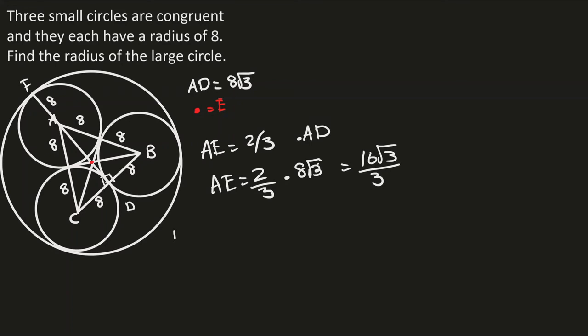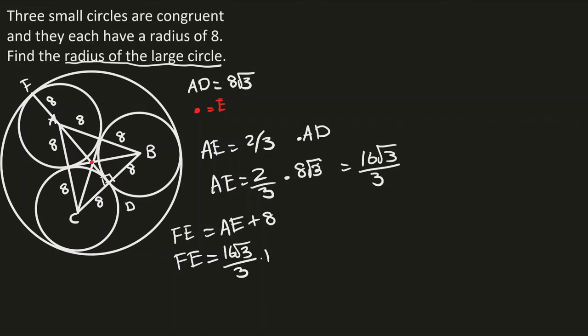And now we can all agree that FE is the radius of the large circle, because it's from a point on the circle to the center point of the circle. So FE equals AE plus 8, which was the radius of the small circle, and we just solved what AE is, which is 16√3 over 3, plus 8. So therefore the radius of the large circle is 16√3 over 3 plus 8.